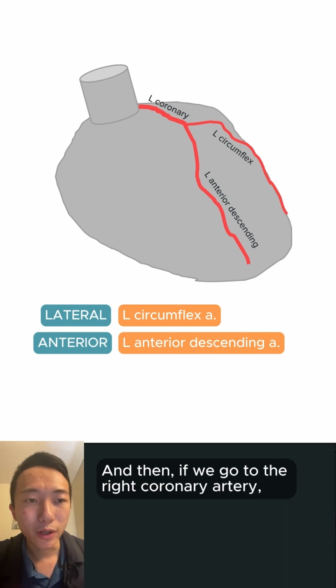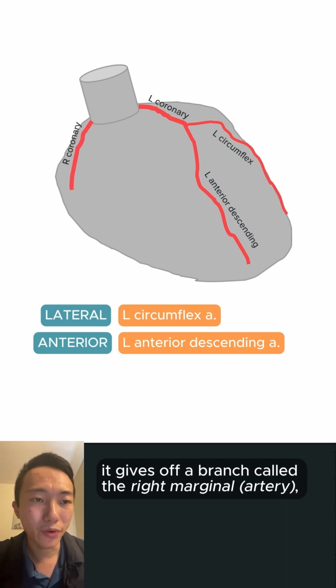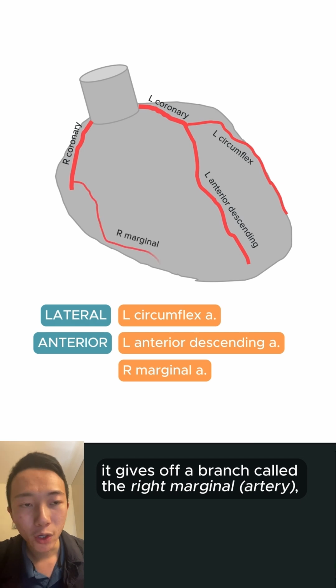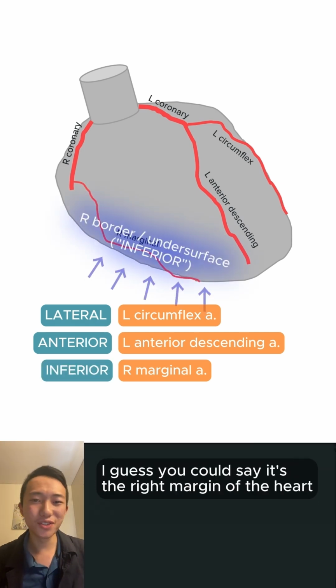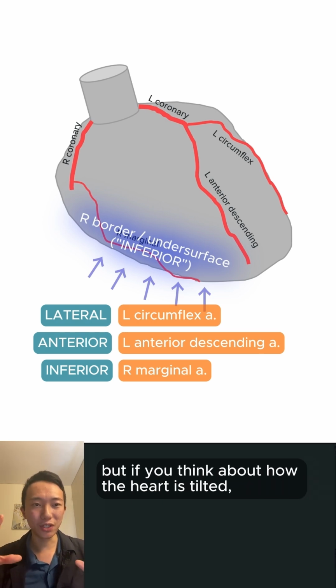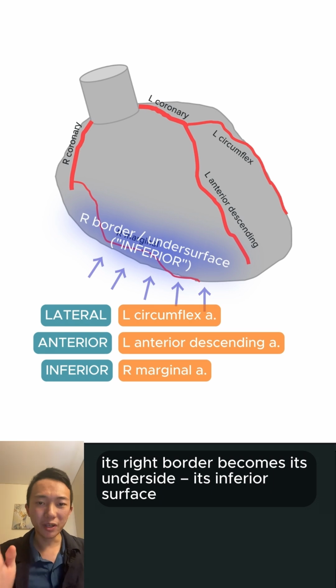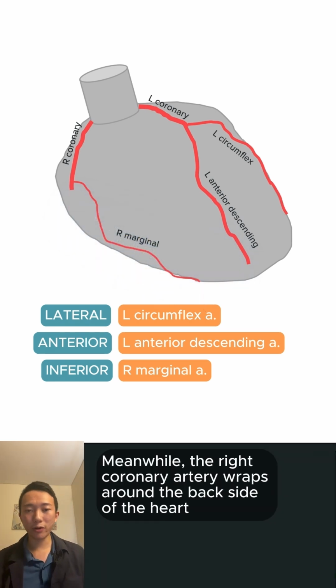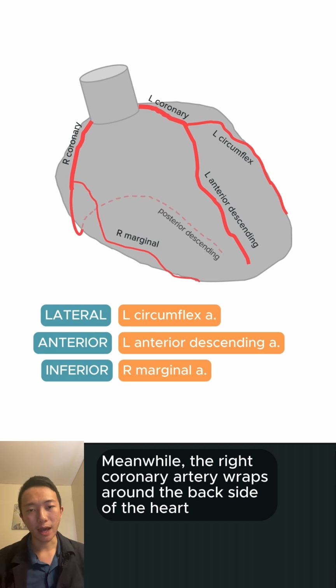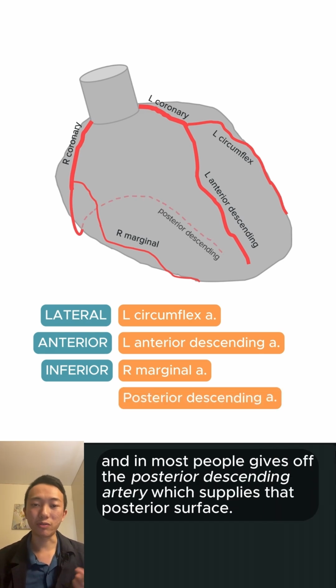And then if we go to the right coronary artery, it gives off a branch called the right marginal, which travels along and supplies this undersurface of the heart. I guess you could say it's the right margin of the heart, but if you think about how the heart is tilted, its right border becomes its underside, its inferior surface. Meanwhile, the right coronary artery wraps around the backside of the heart and in most people gives off the posterior descending artery, which supplies that posterior surface.